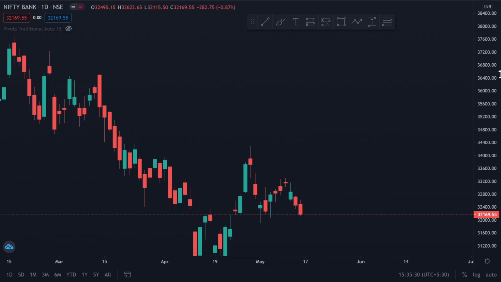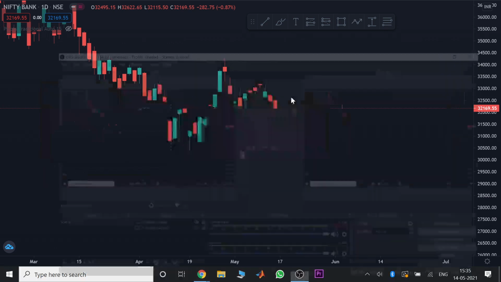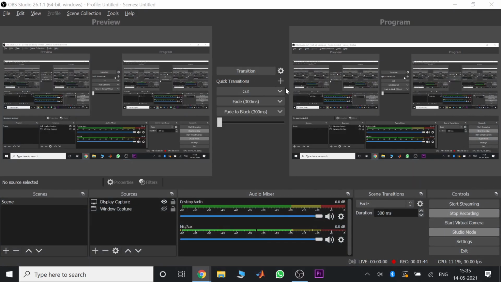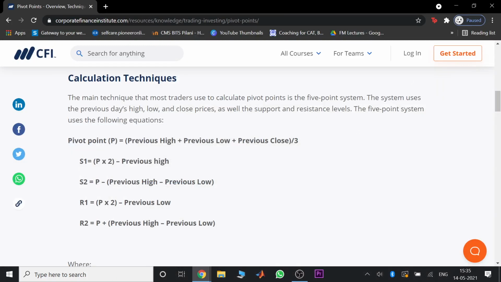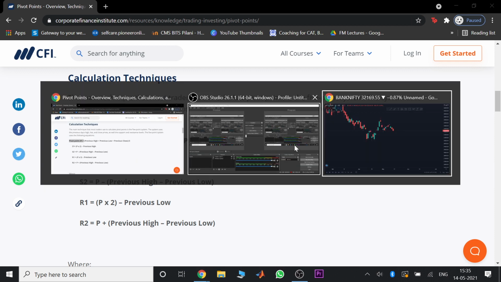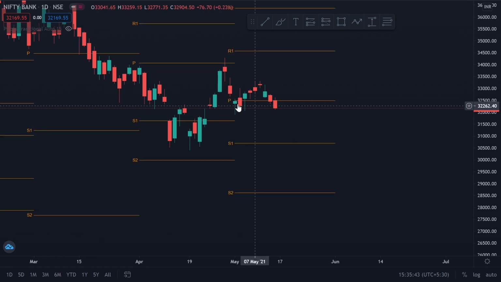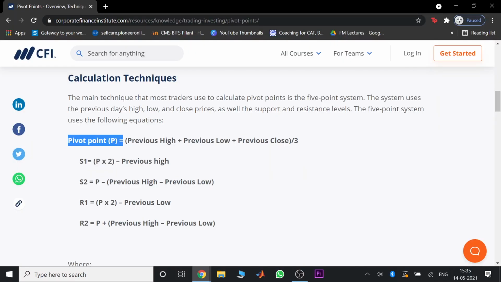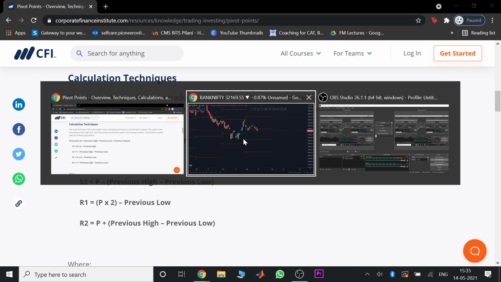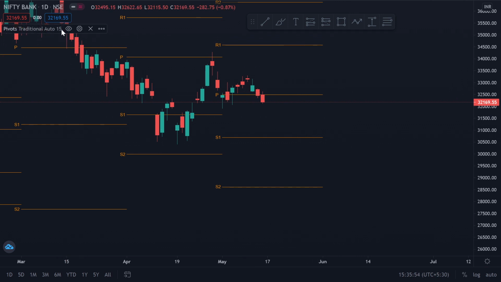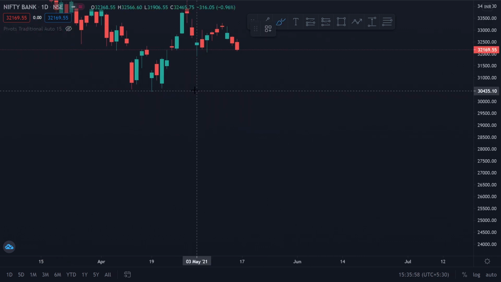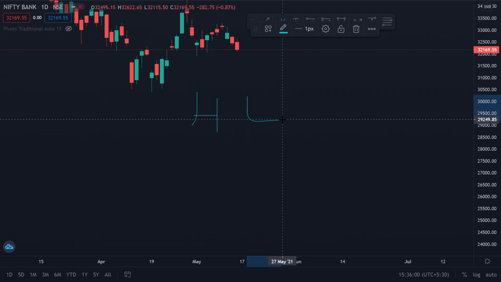We'll see this. There is a formula for calculating these points. You have your pivot point, which is P. As we saw, the pivot point is this line in the center, P. The formula for that is previous high, previous low, previous close. So the pivot points are calculated on the high, low and close of the previous day.